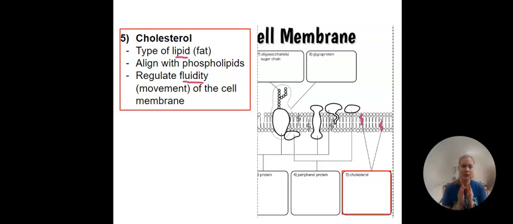Cholesterol keeps the phospholipids from getting too close together, because if the phospholipids were too close together, then you couldn't have small molecules like oxygen pass through, right? There wouldn't be enough space. So cholesterol just keeps some gaps in between the phospholipids to allow for that passive transport to take place.